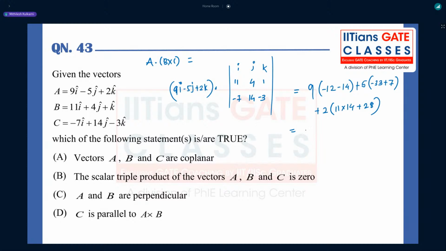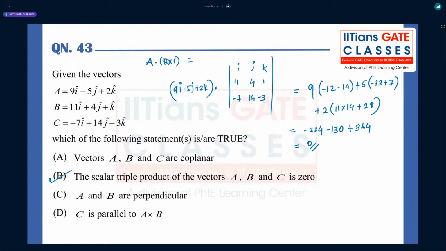It will become -234. Second term, -33 plus 7 is -26, into 5, you will get -130, and the last term you will get is 364. So basically, when you add them and subtract, you will end up with 0. So it is satisfying the condition that the scalar triple product of the vectors A, B, and C is 0. So option B is correct in this case.